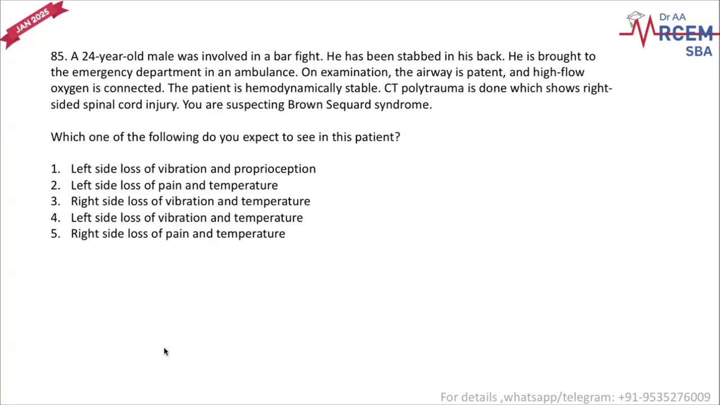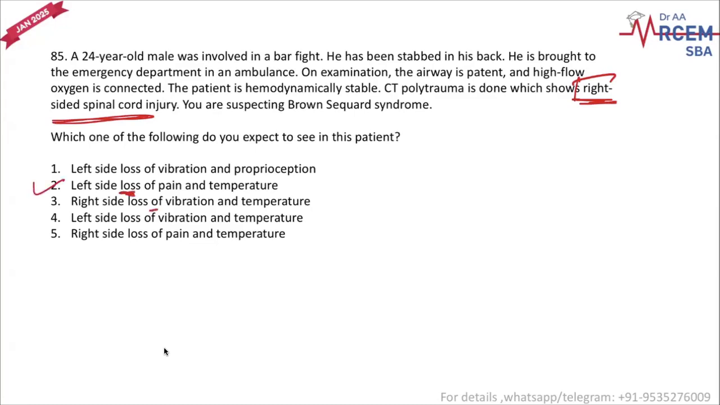Stabbed in the back, brought to the ED, high flow oxygen. Okay, it shows a right-sided spinal cord injury. So the injury is on the right side. If the injury is on the right side, what findings will you have on the right side, and what findings on the left side? On the opposite side, there will be loss of pain and temperature.